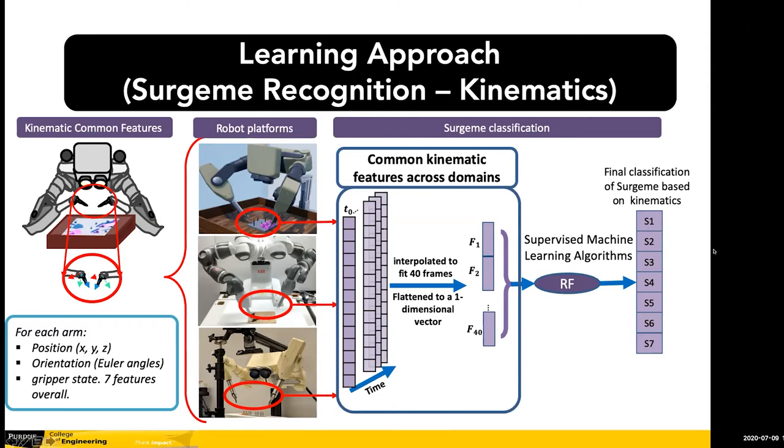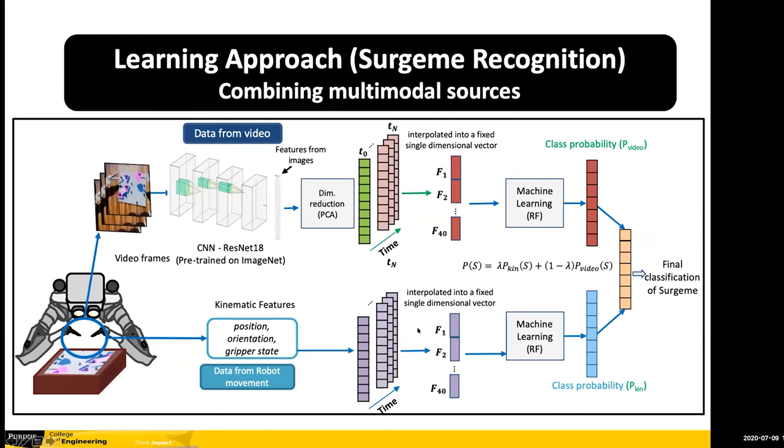In this case, for the peg and pole transfer, we are relying on 7 surgemes. This is the kinematic representation of the data. We can come up with a similar approach for the visual data that can be applied to simulation or real images. And we have this compact representation of kinematic and visual information, which we can combine with a simple formula and come up with a final prediction of the surgeme.